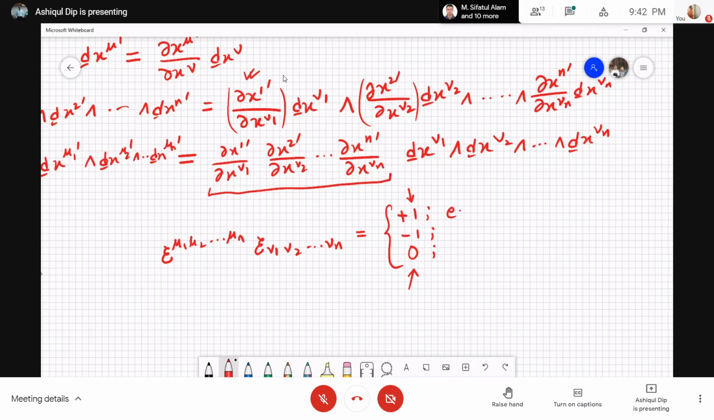So, when both are either odd or even, right? If both of them give you a plus sign, then you get plus, or if both of them give you a minus sign, then you get minus. So when do you get minus? One even and one odd. And any other situation, you get 0, right? Yes.